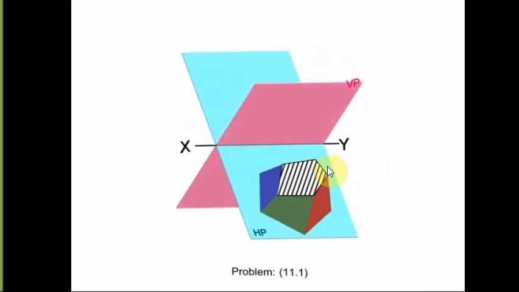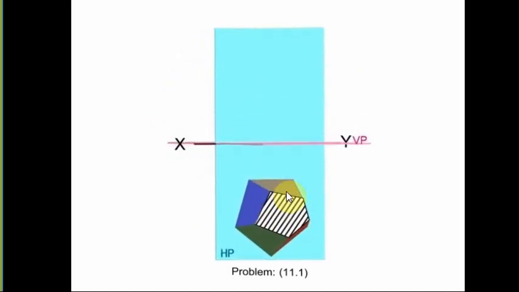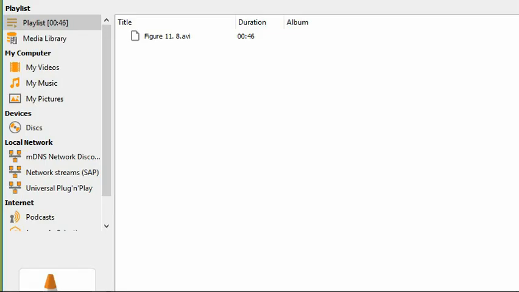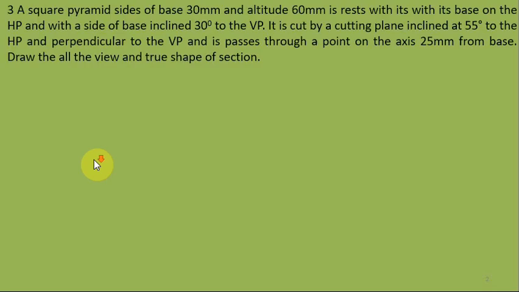See, that's why it is tilted like this. Now it is a true shape. That's the basic concept of section of planes. I hope all of you could understand it. Now we will move to the first problem.